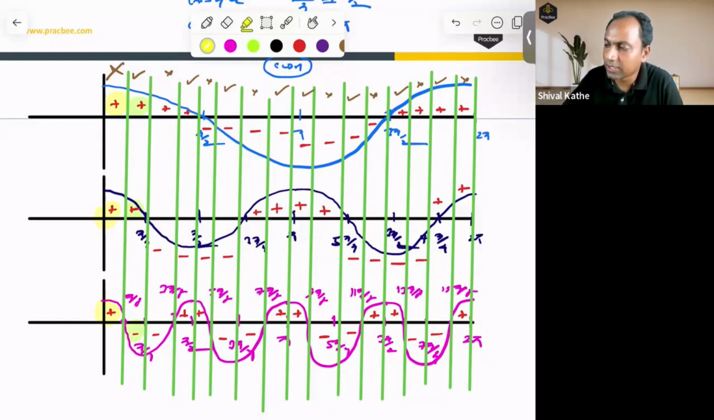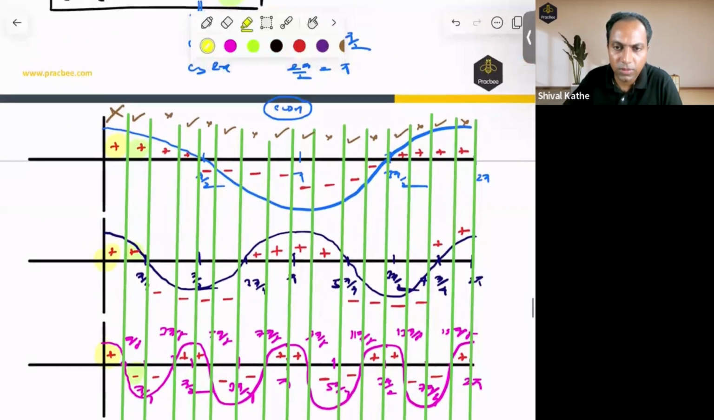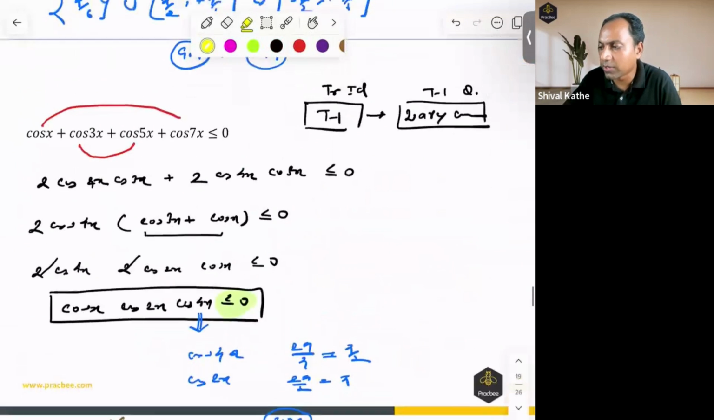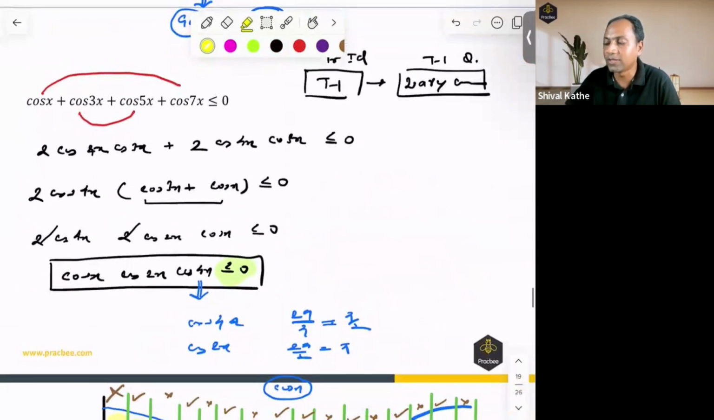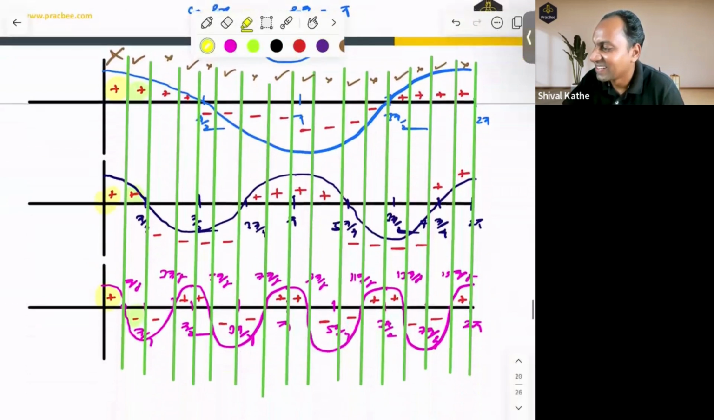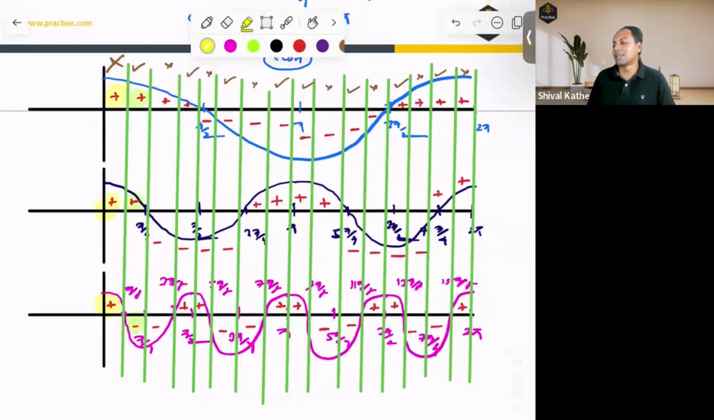Is it clear, beta? Did you understand? Yes sir. Thank you. Take time, reflect over it, and in the next class, please do not come and tell me that you did not understand and ask me to explain again. So it will take time. This is the only part which is graphical that you need to understand.